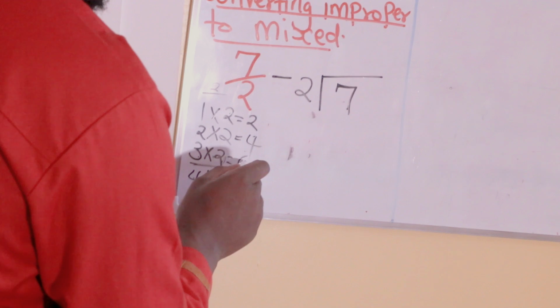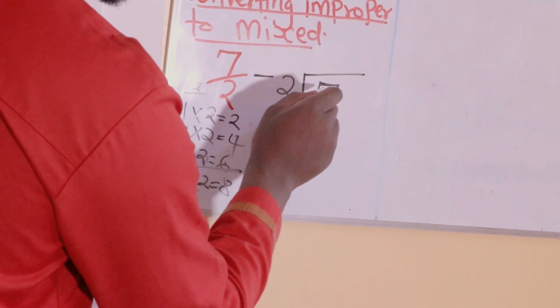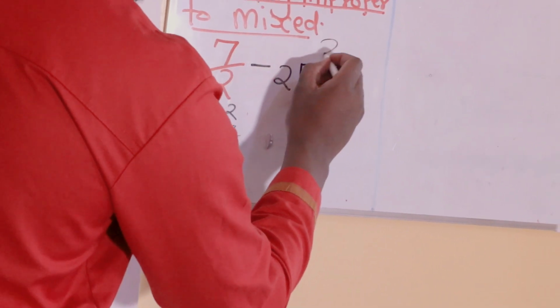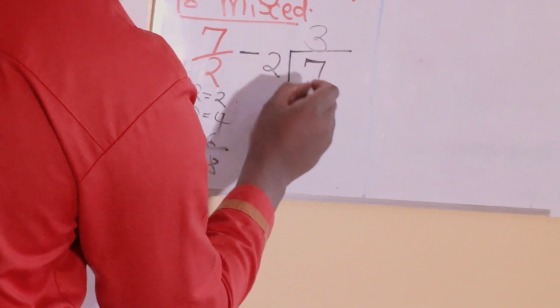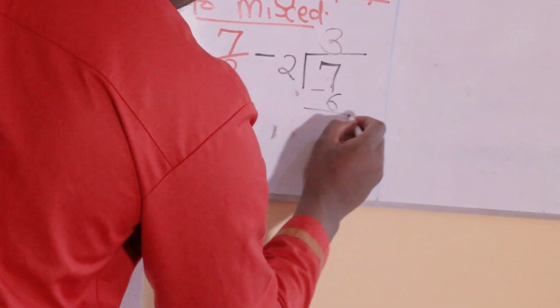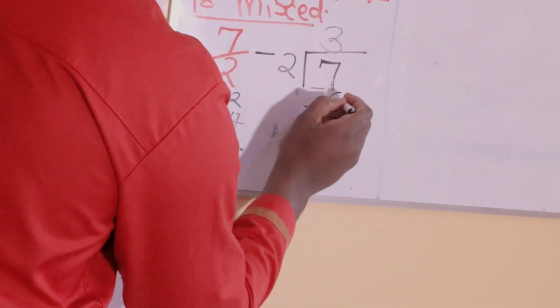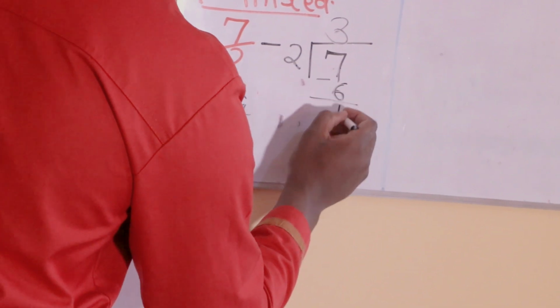2 multiplied by 3, we get what? 6. So 2 multiplied by 3, we come and put here 3. 3 multiplied by 2, we get 6. We come and subtract. 7 take away 6, we get 1.